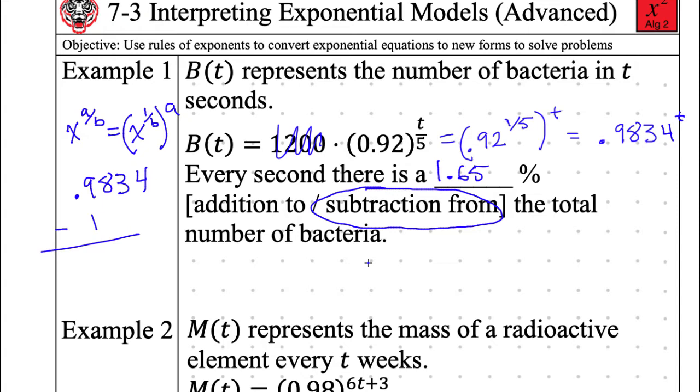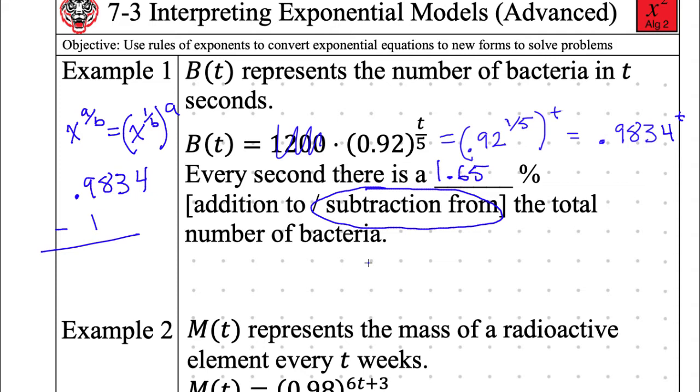I got t by itself, but now I need to figure out what is 0.92 to the power of 1/5. I use my calculator, and it is 0.9834. Now I need to say that it's subtracted from because it's less than 1. But how do I figure out that percent? That percent came from doing 0.9834 minus 1. That would have given me 0.0165. Move the decimal twice to the right, or multiply by 100, and you get 1.65.